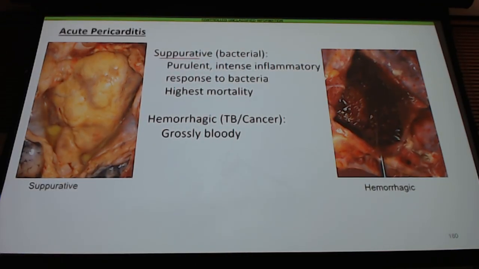If it's suppurative, so you're having an abscess occurring around the heart, be thinking of a bacteria that's causing this, and this version carries a high mortality risk. And then if you see a hemorrhagic fluid, be thinking of tuberculosis or cancer as the causative agent for this version of pericarditis.